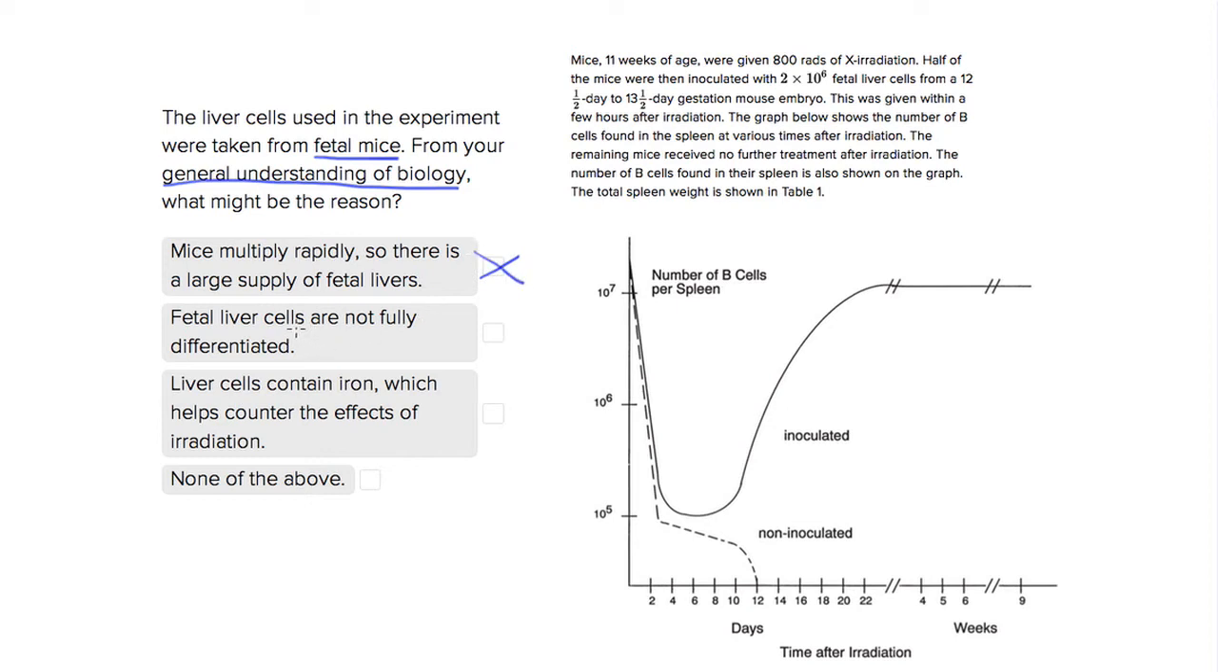Choice 2, fetal liver cells are not fully differentiated. This would make sense because if they're still fetal cells, then they're probably not going to be exactly the same as fully formed cells. So this seems to make sense. This doesn't make me seem skeptical. So let's leave this one.